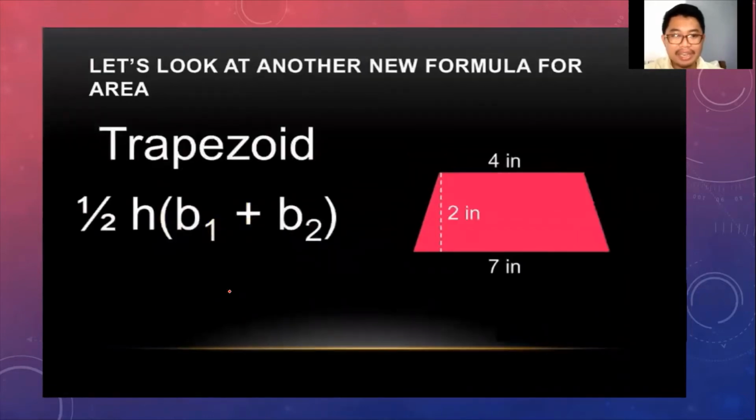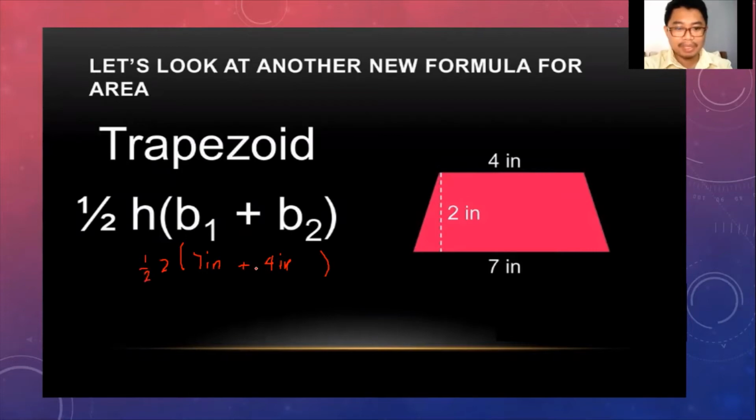Okay, so next is the trapezoid. The formula used to find the area of the trapezoid is 1/2 times its height times base number 1 plus base number 2. Based on our formula here, we have base number 1, which is 7 inches, and base number 2, we have 4 inches. Multiply it with the height, which is 2, and multiply it also with 1/2.